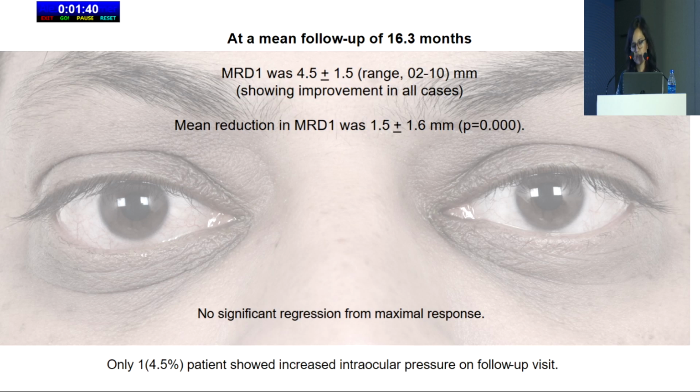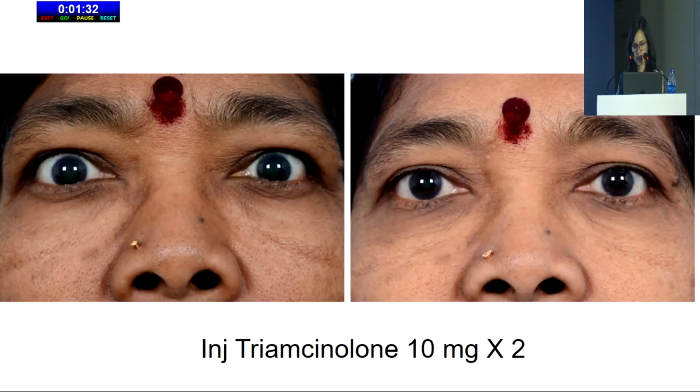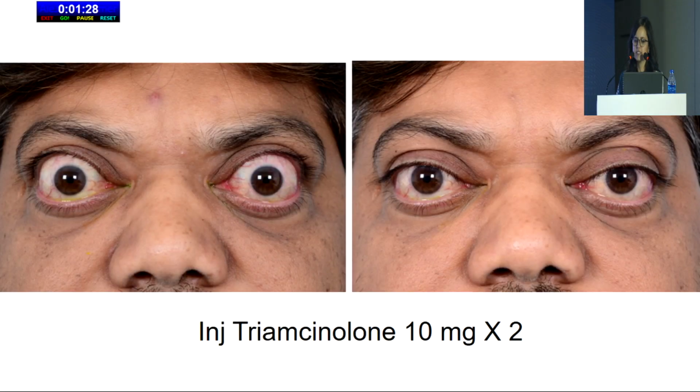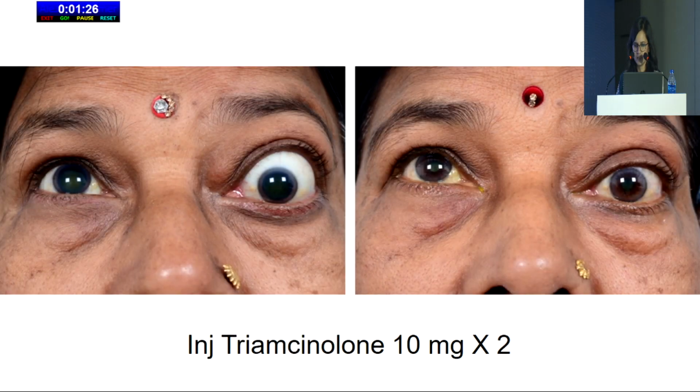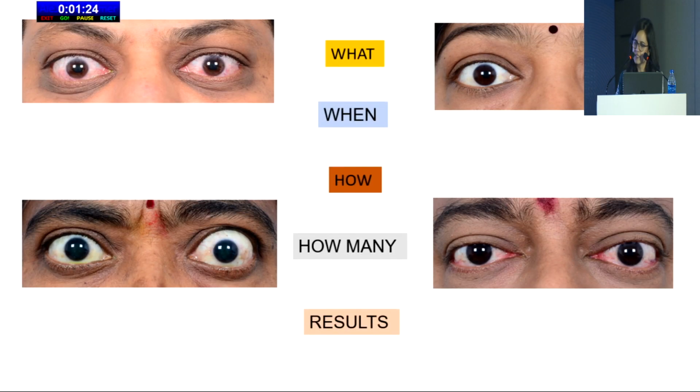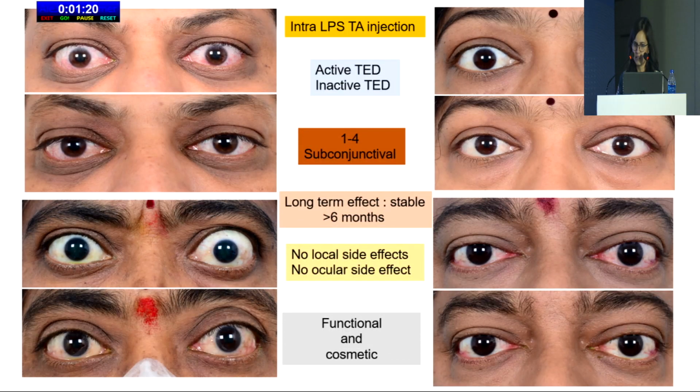There was no significant regression from the maximal response, and only one patient showed a transient increase in the intraocular pressure, which settled down by the next follow-up visit. So these are just some of the results from our case series, which showed excellent and gratifying results. So the questions that we set out with could be answered with our case series, that it can be effectively used in active and inactive thyroid eye disease.